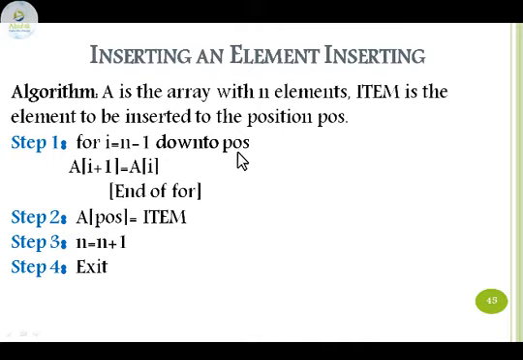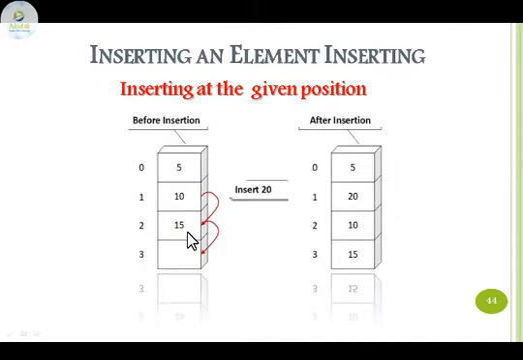The elements in the array or the list will be shifted as long as the desired position is reached, from n minus 1 down to the position POS. The element which is there at the lower end will be shifted to the higher end. The lower end element, if I consider it as A of I, let us go back and see, if this is the n minus 1 element, so the size of the array is 3. 3 minus 1 is 2.